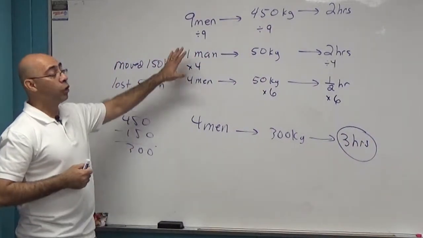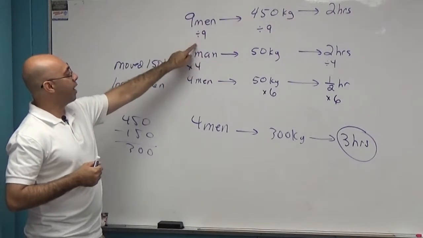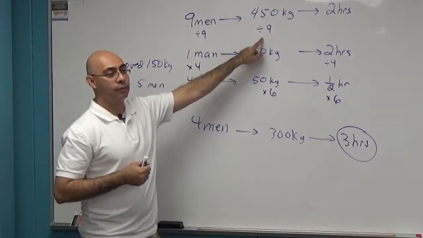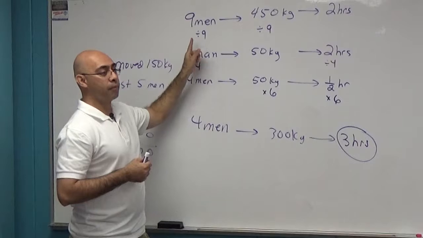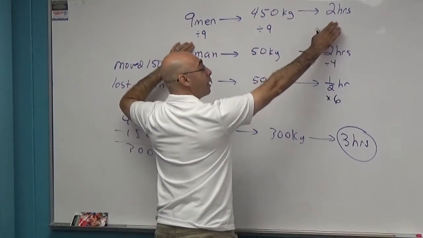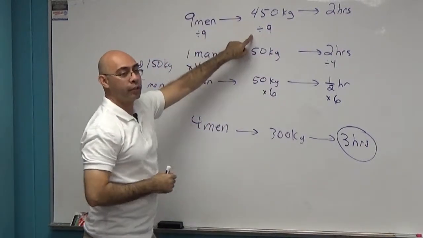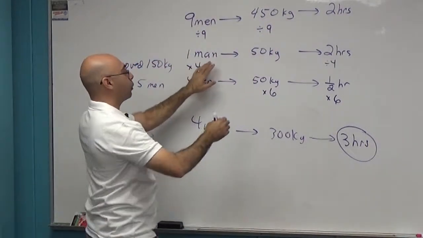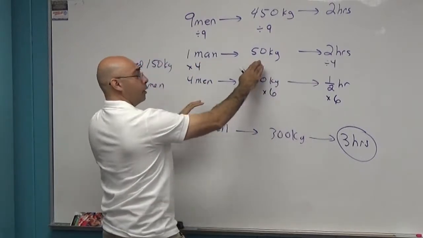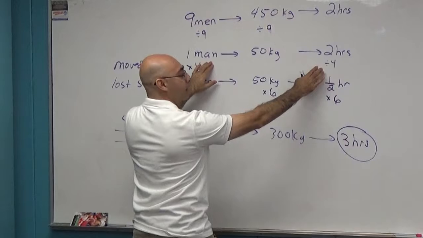So you'll notice when we mess with men and weight, we treated them the same. Because if it takes the same amount of time and we have fewer guys, we're going to have fewer weight to move around. But when we're comparing men and hours, if we have the same amount of weight but we have more men, it's going to take less time.